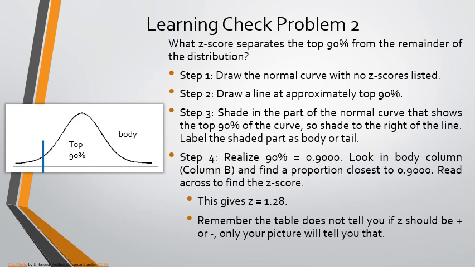However, remember the table doesn't tell you if z is positive or negative, only your picture will. In this case, the z-score that you're looking for is negative 1.28 because it is to the left of the middle of the distribution, to the left of the mean right there. It's always going to be negative if it's to the left.